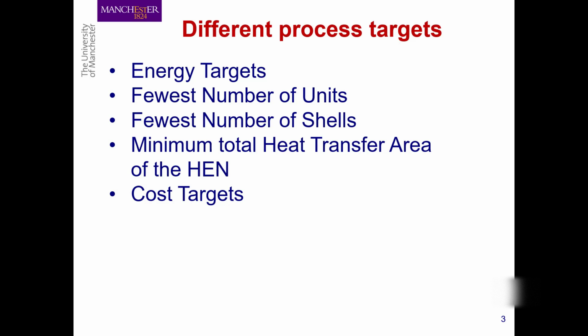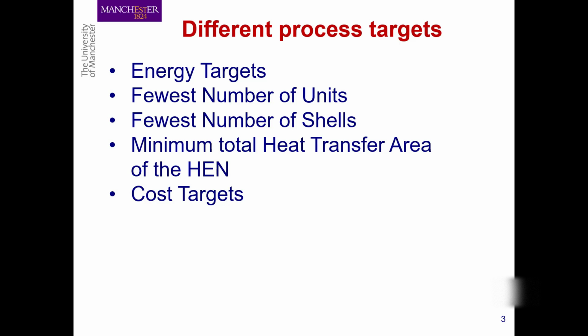The fifth target is cost targeting, through which we can use the heat transfer area target and the energy target. The heat transfer area target will provide the fixed cost component, and the energy target will give us the operating cost of the process. And we add these two targets to get the annual cost, or the cost target, of the process.